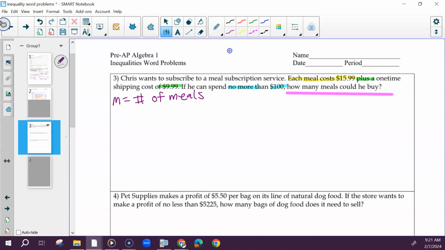No more than is which symbol? Less than or equal to. Remember, it's always opposite. If you see more than, do the opposite, and no more than, you're going to have the equal to. So we know this is going to be less than or equal to 100. I was saying that per is your multiplication word, but if you also see each, that's going to tell you we're multiplying. It says plus a one-time fee, a one-time shipping cost that's only going to happen once. How could we set up this inequality?